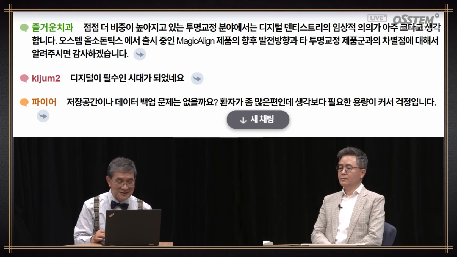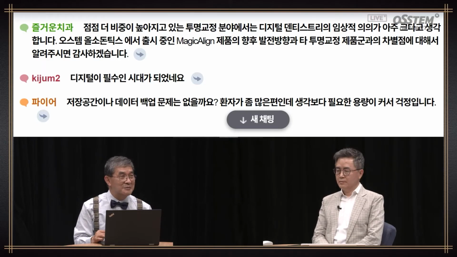We use Magical Line these days, but there's going to be a software called One Ortho that's going to be released soon. There's going to be a much more advanced software technology.